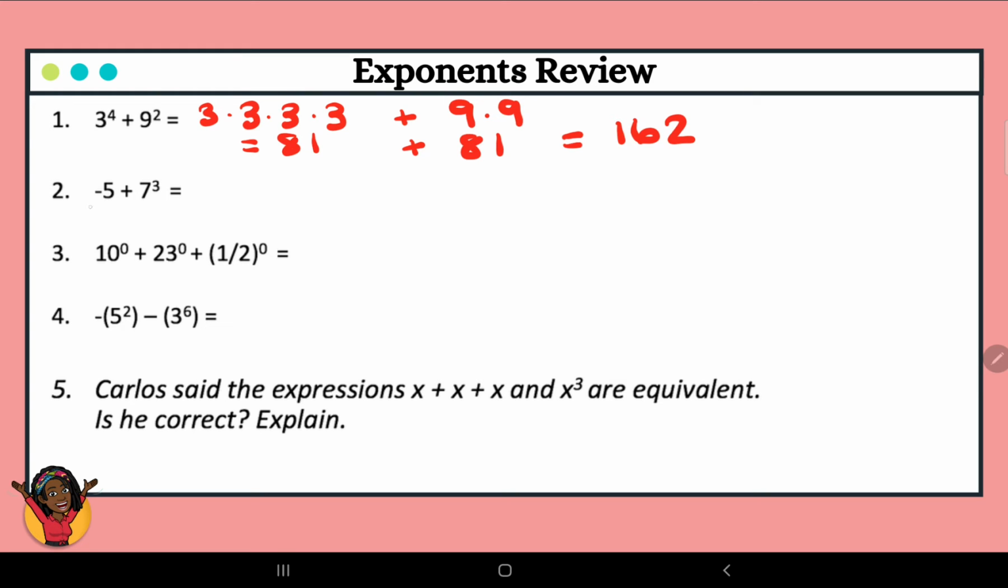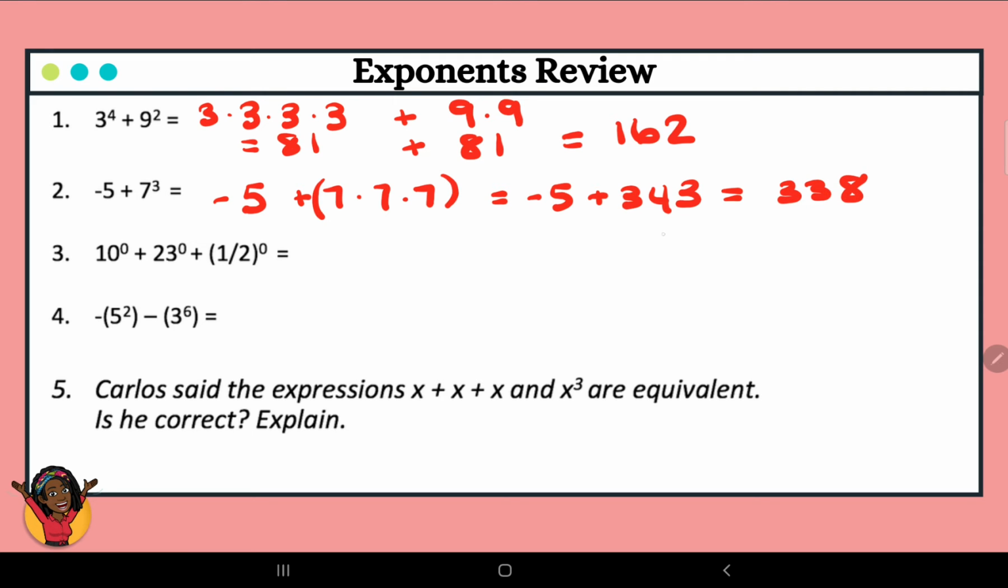For the next example, -5 plus 7 to the third power, we're going to rewrite that -5 and then expand 7 to the third power, which is 7 times 7 times 7. And when I multiply that, I get 343. Here I'm working with integers. I have different signs. I have a -5 and a positive 343. So I'm going to subtract and keep the sign of the larger number. So this would be a positive 338 because the larger number, 343, is positive.